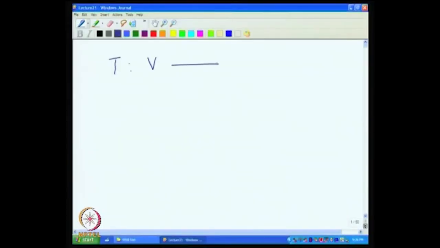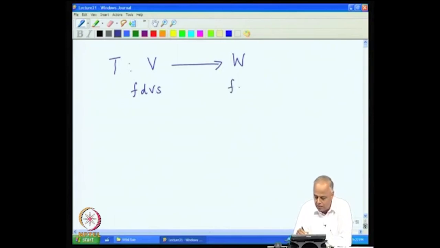We have been looking at linear transformations T from a finite dimensional vector space V to a finite dimensional vector space. So, let us say V is a finite dimensional vector space, W is a finite dimensional vector space, and we have a linear transformation from V to W. We assume that both these vector spaces are vector spaces over a field F. We looked at two fundamental subspaces connected with T.